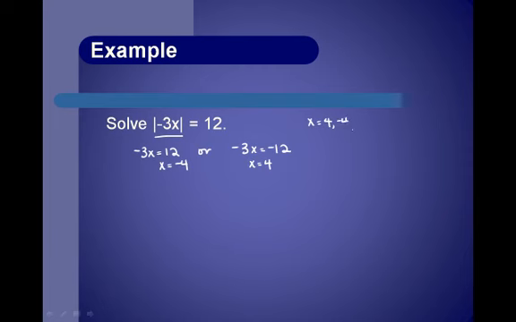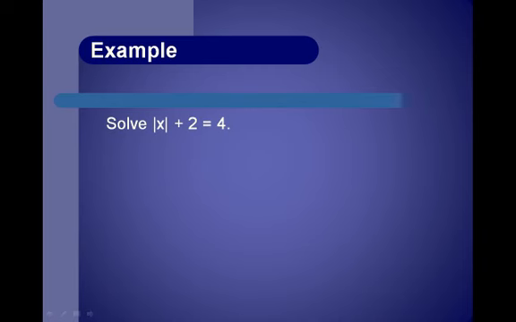So our solutions would be 4 and negative 4. Okay, let's do another one. Now this time it's a little bit different because we've got the absolute value of x plus 2 equals 4.